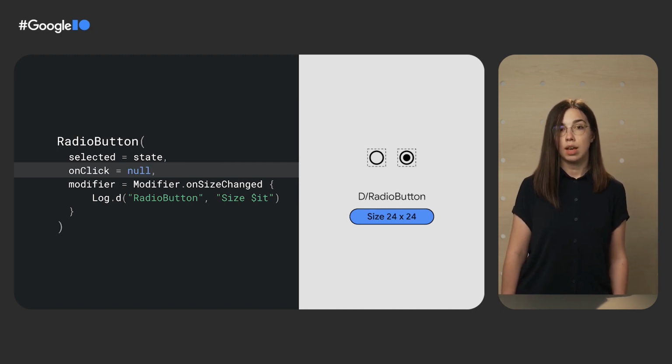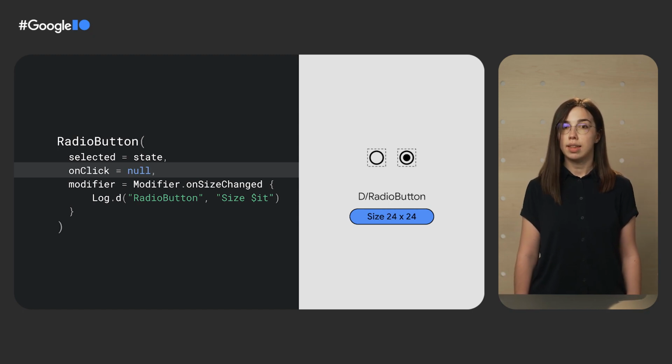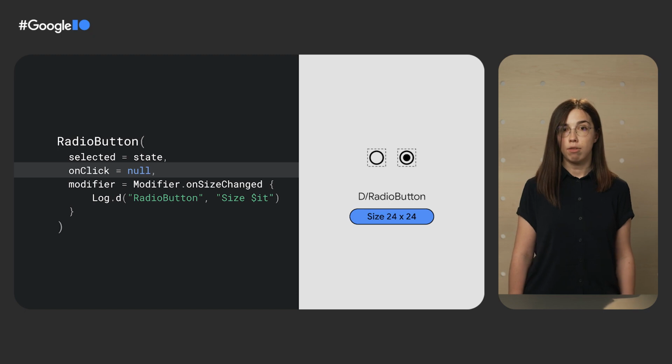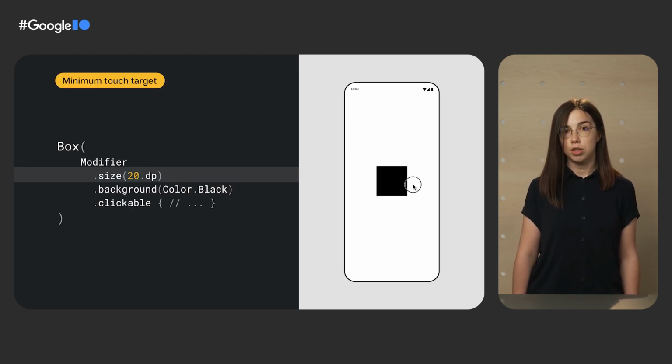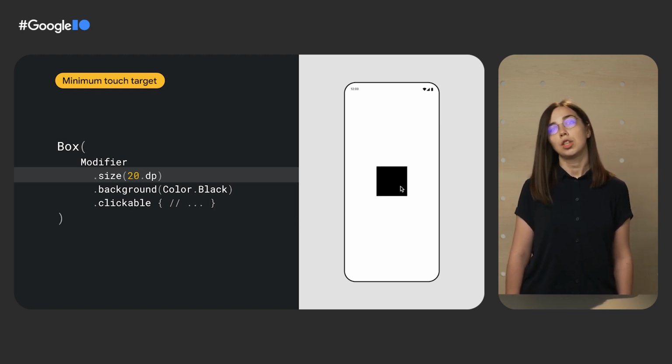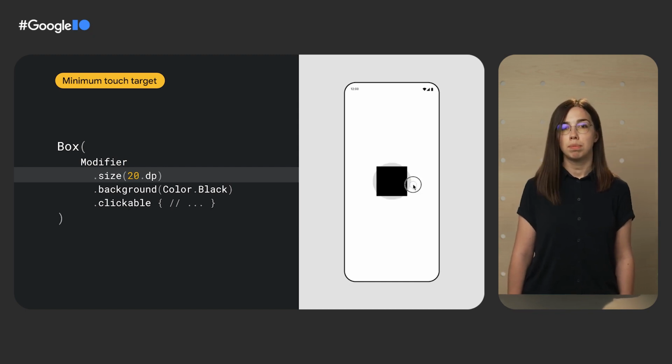If, however, we set the on-click callback to null, the size of the radio button is not increased. In this case, the radio button is decorative. It can't be interacted with and therefore can keep its original size. If the layout size of a non-material interactable component is too small, Compose also has a fallback feature. It will expand the size of the touch target only. When the touch happens outside the boundaries of the composable but within the minimum touch target area, Compose will forward the touch input to be handled by that composable.